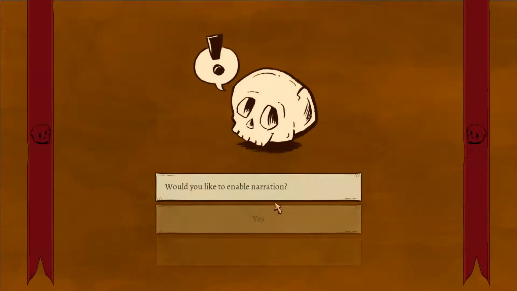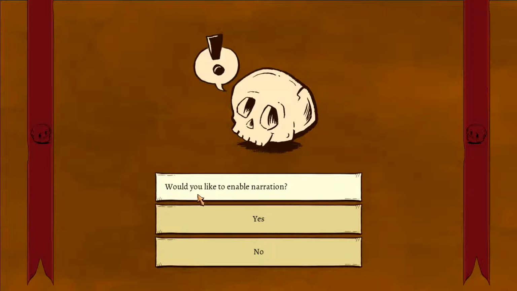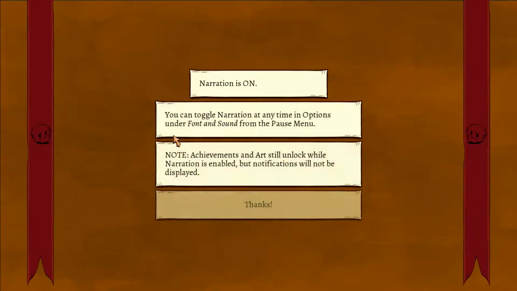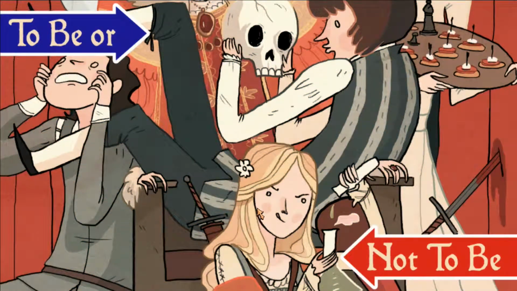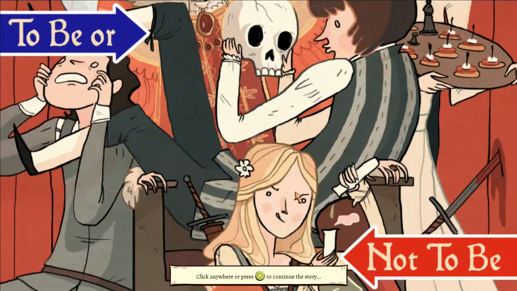Okay. Yes, of course. We can toggle. Okay, let's see what's happening.